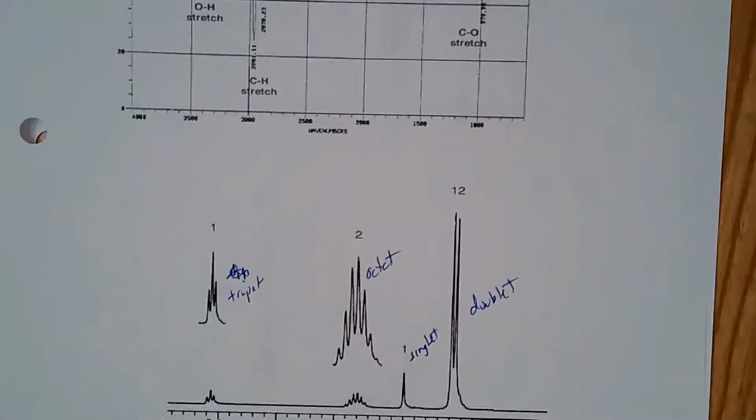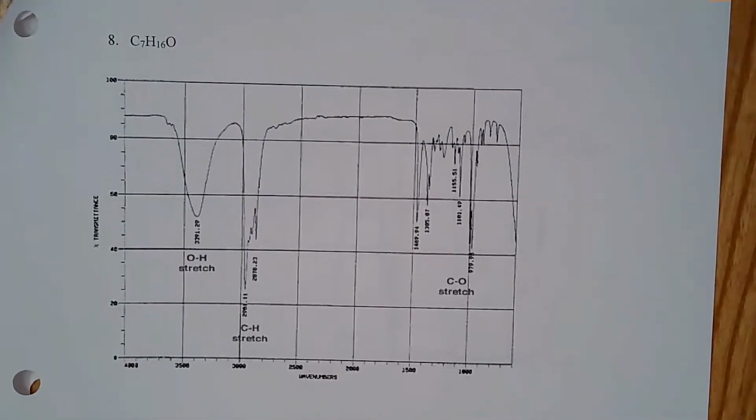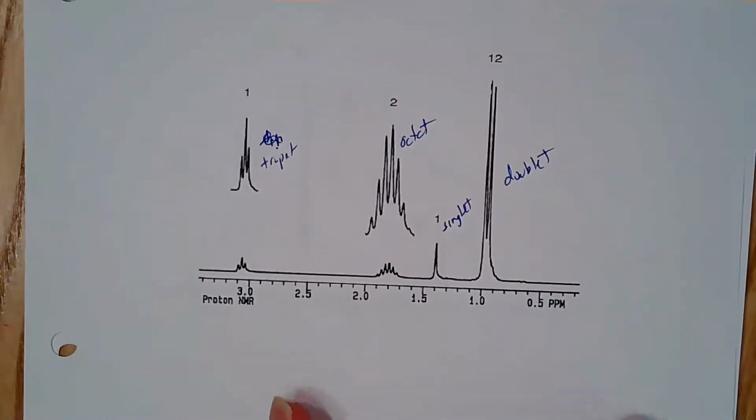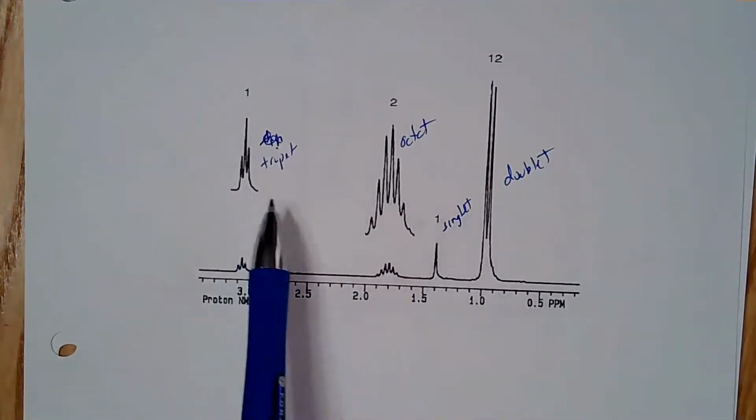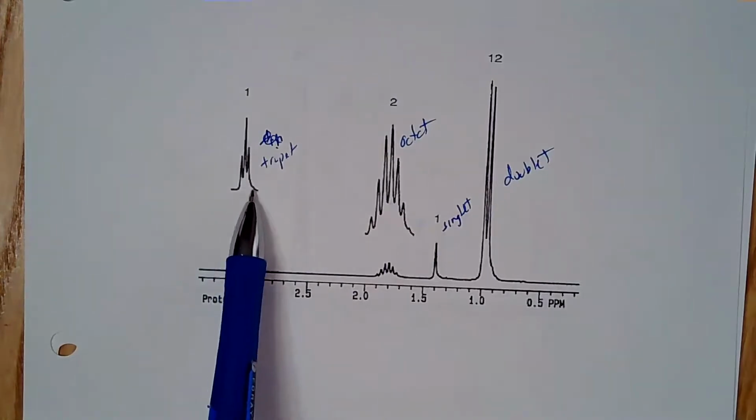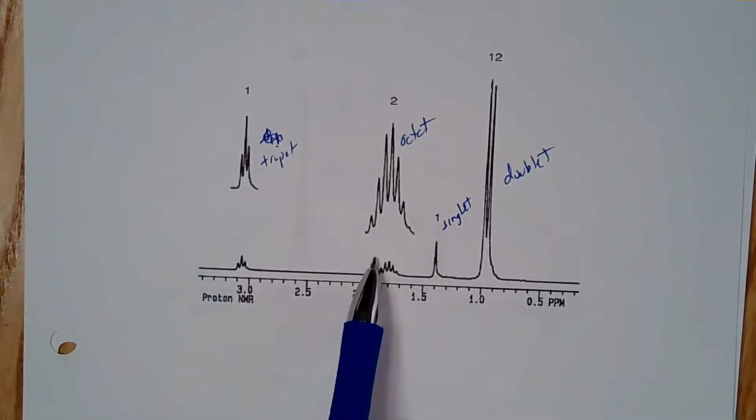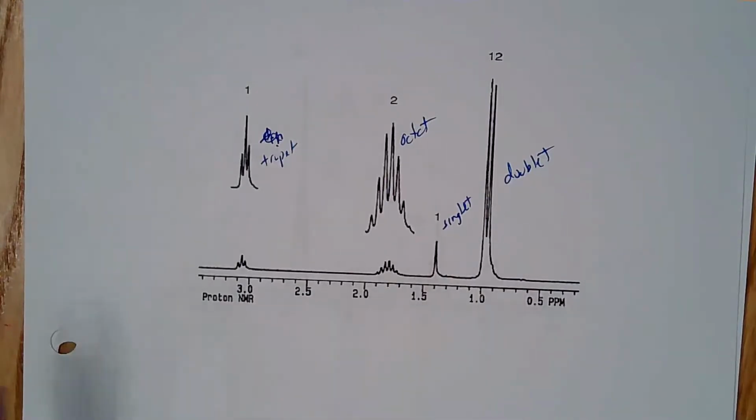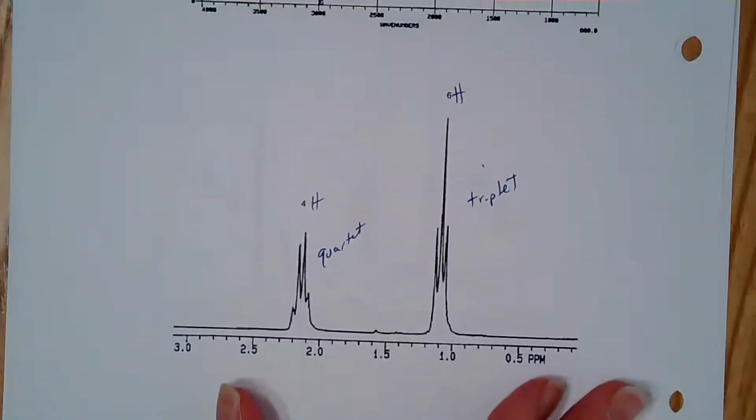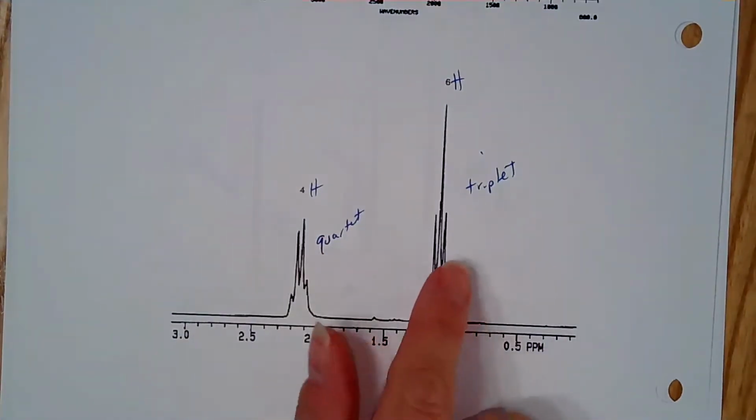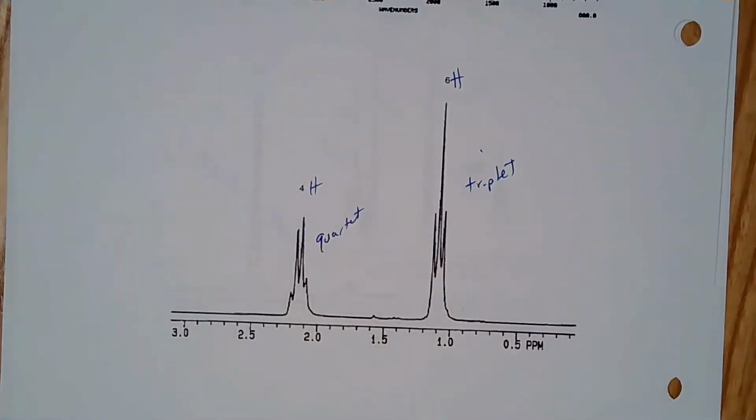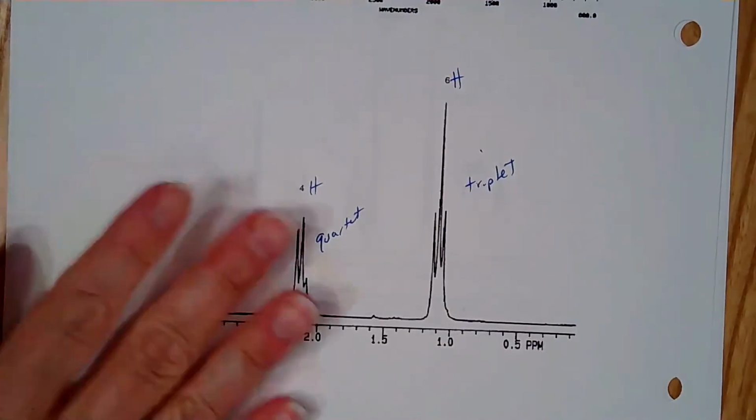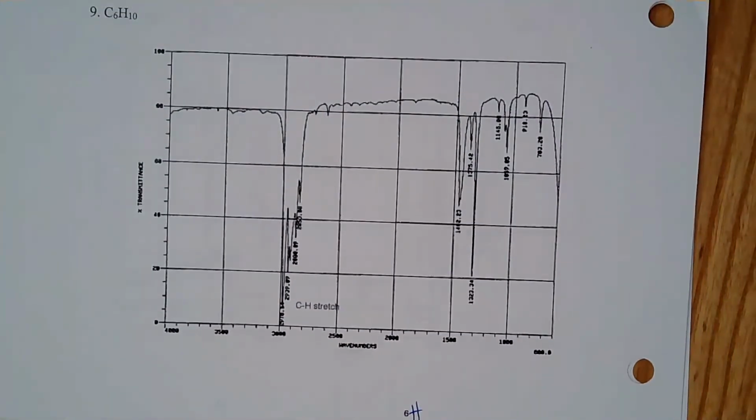Number 8 is the trickiest one of them all, okay? So if you don't quite get the number 8, do not worry about it too much. So this is a triplet, this is an octet, this is a singlet, and this is a doublet. And then number 9, this is a quartet, and that is a triplet, okay? So see if you could try this packet and see how it goes.